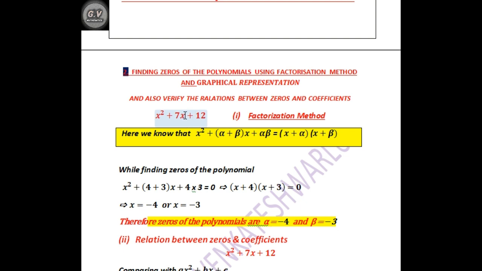For 12, written as 4 times 3, the plus sign is given, which means we need to add 4 plus 3. Here 7 is the middle term, which is split into the sum of two terms. 7 is written as 4 plus 3 and 12 is written as 4 into 3. Plus means we need to add the factors.